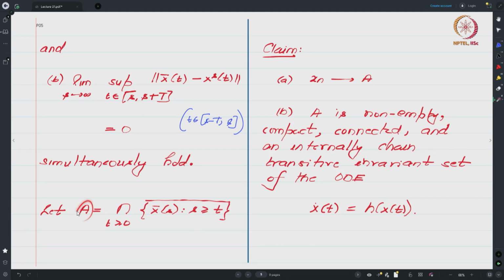So again I would like to emphasize that because your x bar is generated by your xn's which are stochastic in nature, this A set would change from one run of your experiment to another run.